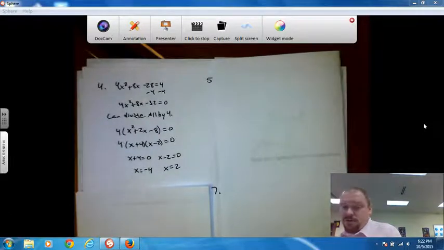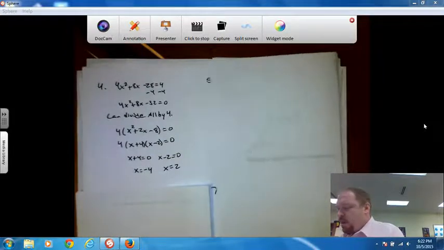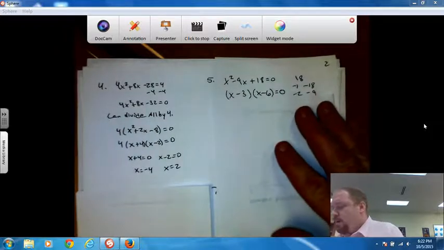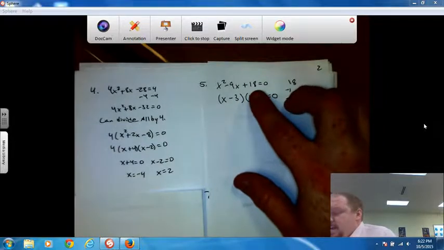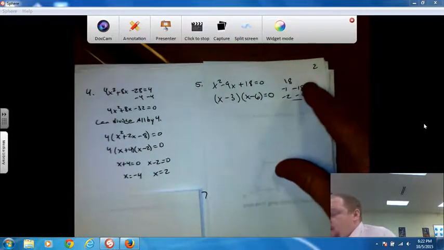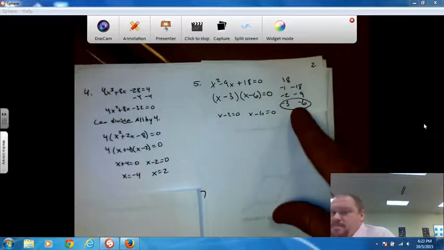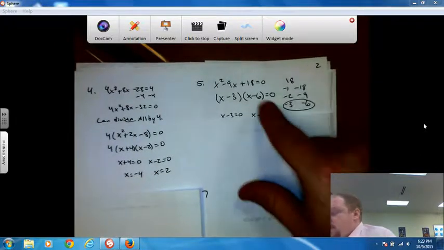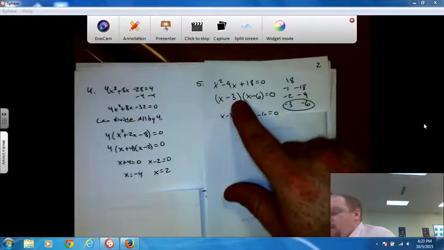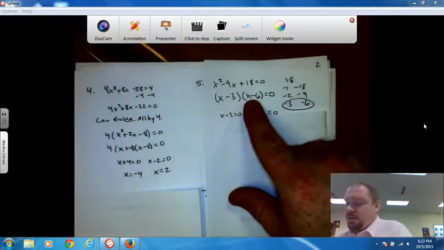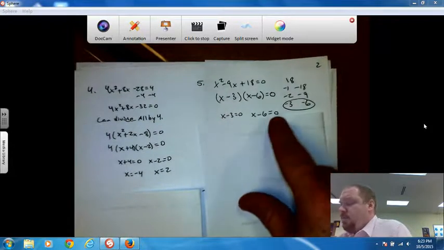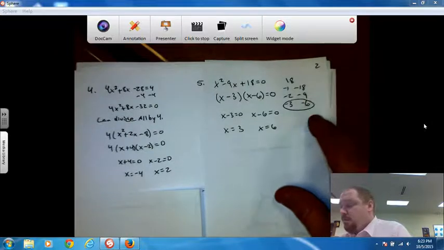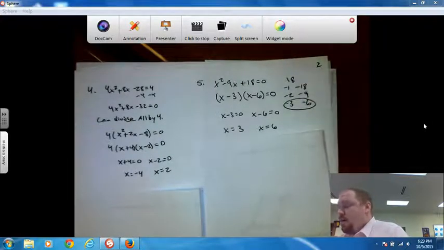Starting on number 5 now. In this problem, I quickly saw that I could factor this because I know the factors of 18 that add together to give me negative 9. If you list them, the ones that add up together to give me negative 9 are negative 3 and negative 6. So set each of these equal to 0, I get x minus 3 equals 0. I get x minus 6 equals 0. So x equals 3 or x equals 6.